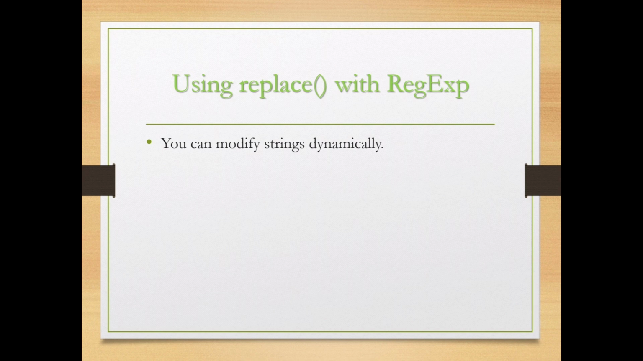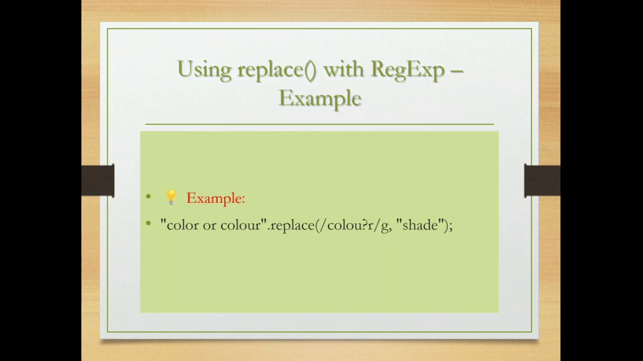Here I am taking one simple example. I am taking color and also another color. I am using dot replace of color with shade, so it replaces color with shade and displays it as shade or shade. Next we will see its execution part, then you can understand it.